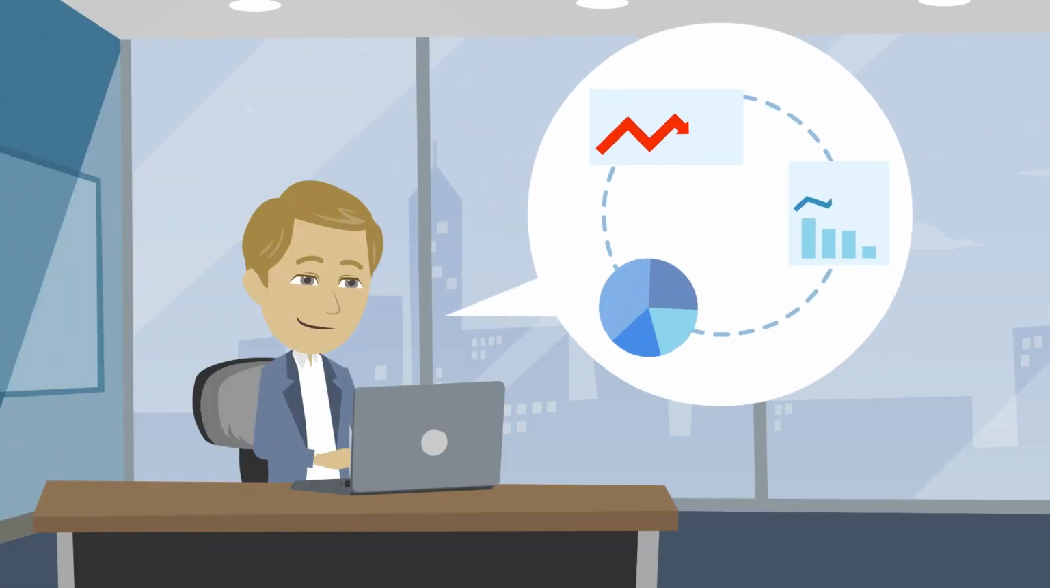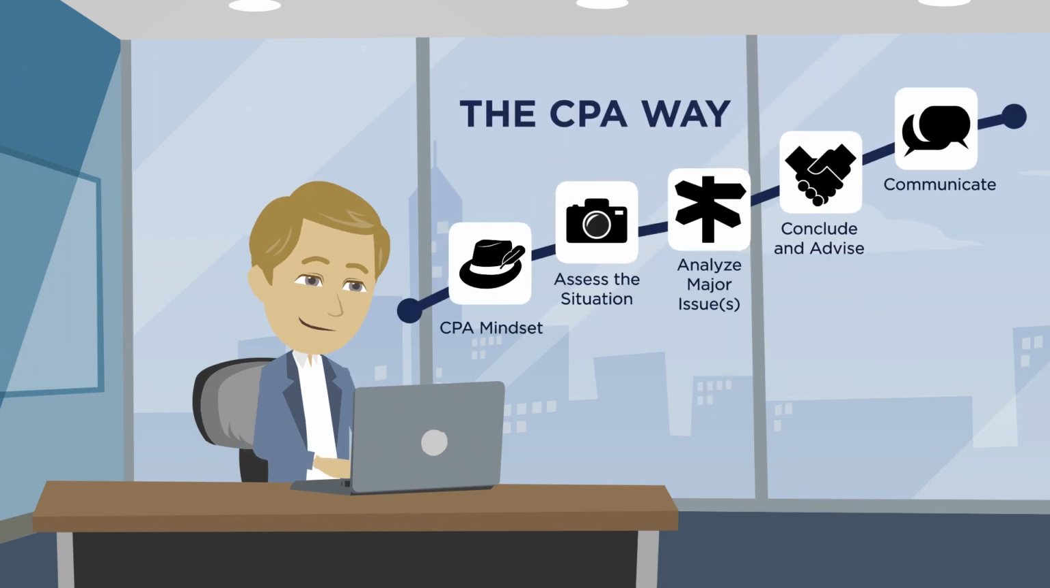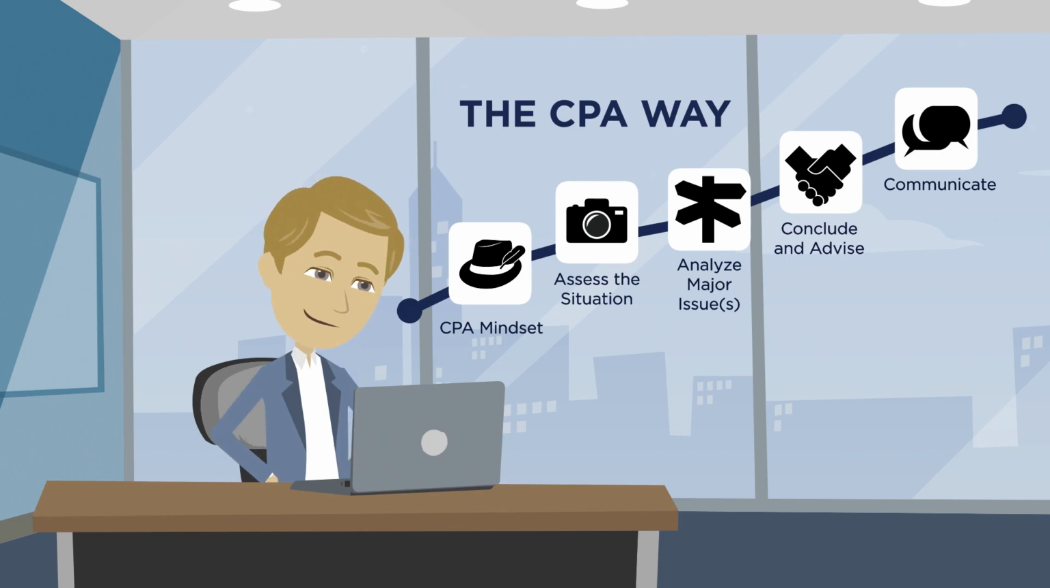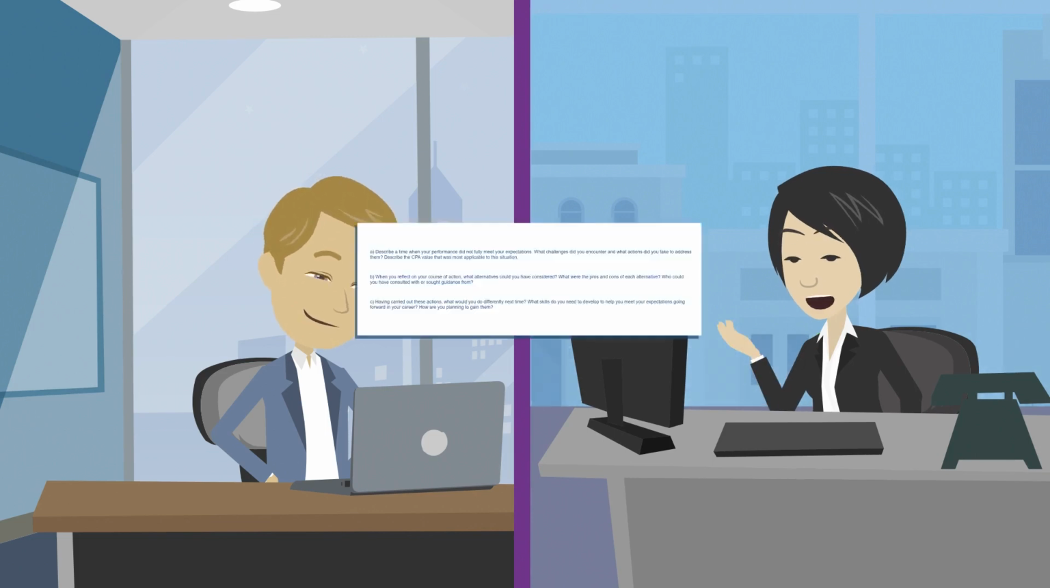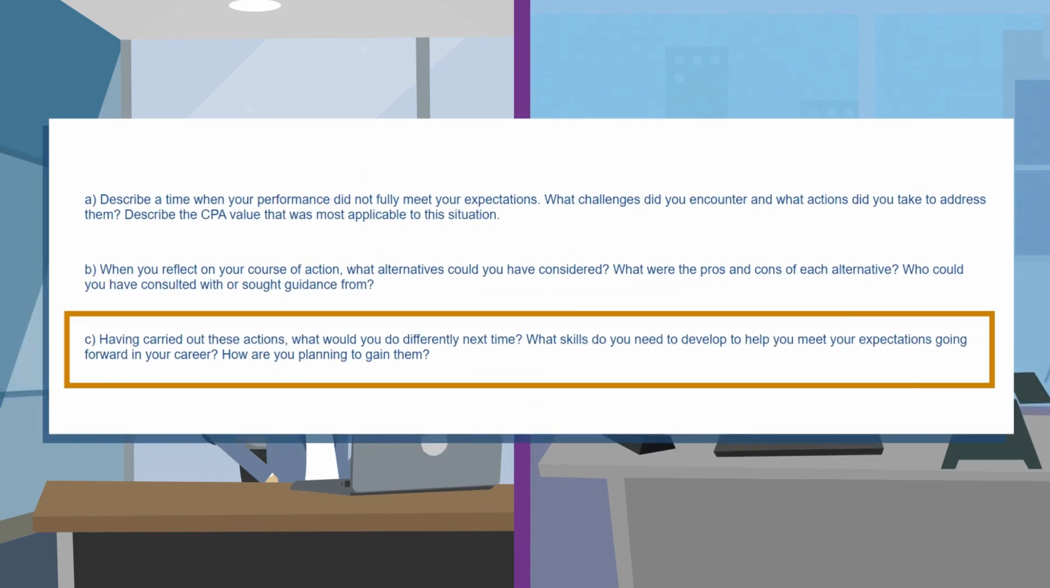Jason has described the challenges he faced in forecasting for a new stream of revenue in the most recent budgeting cycle. He described how he used the CPA way to reflect on the course of action taken and the alternatives considered. His mentor suggests that he provide deeper reflective thought for Part C to consider what he would do differently next time to improve on these soft skills, and if there were any limitations to the course of action taken.